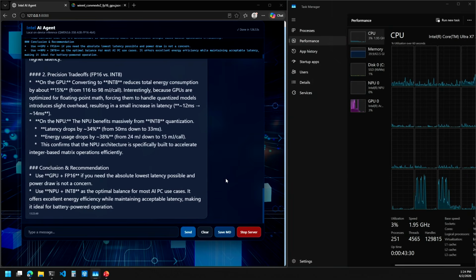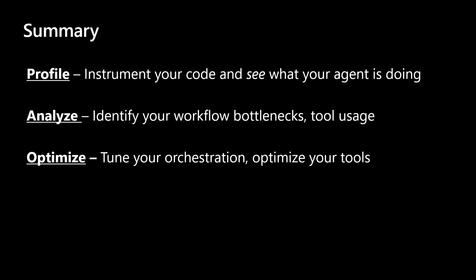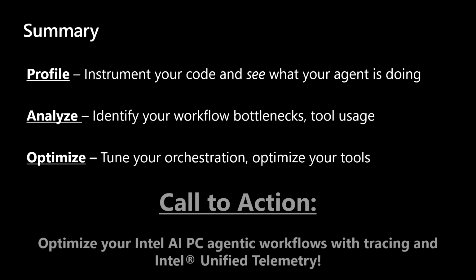OK, I'm going to switch back to my slides. OK, so the summary is, for agentic workloads, we need to profile them. We need to understand what they're doing and what the system is doing as a result of your agent. Then you can start analyzing, right, where the time is spent. And finally, you can start tuning and optimizing their workflows. Where can you parallelize some of these? Where can you offload? Where does it make sense? And then you can optimize their tools, which is where a lot of the time is going to be spent also.